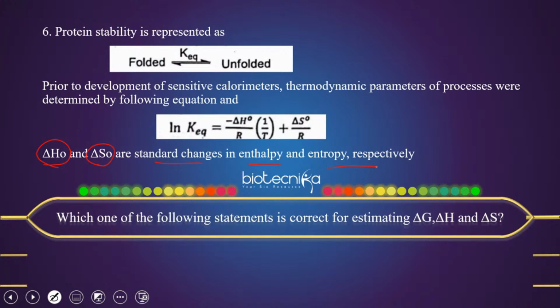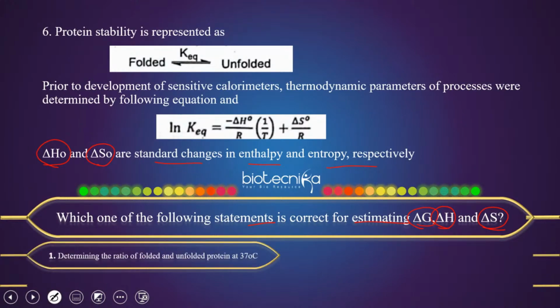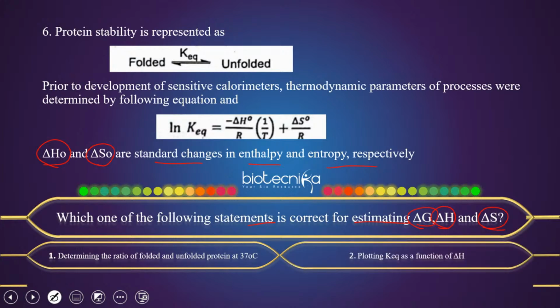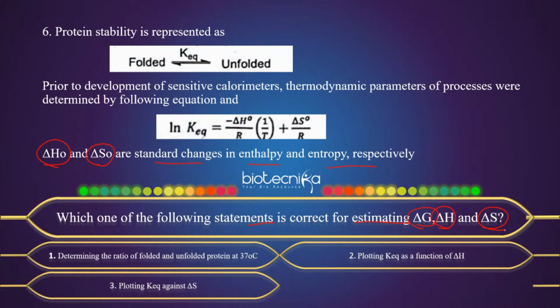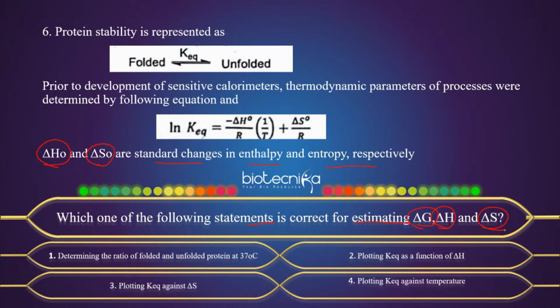So which of the following statements is correct for estimating delta G, delta H and delta S? Determining the ratio of folded and unfolded protein at 37 degrees, plotting KEQ as a function of delta H, plotting KEQ against delta S, or plotting KEQ against temperature. Tell me, what will be the correct answer? This question is from June 2017.